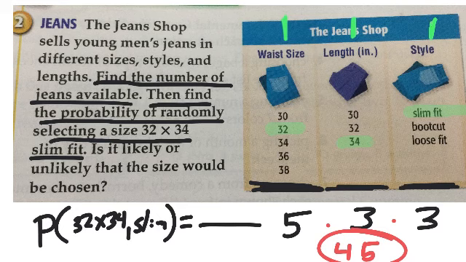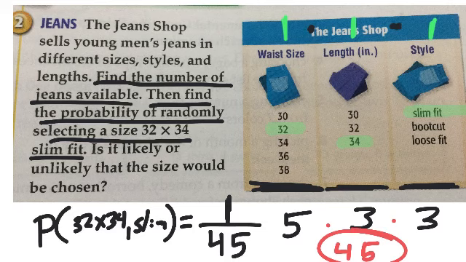So if there's only one possible waist, one possible length, and one possible style, we could multiply all these together. 1 times 1 times 1, that gives me 1. So there is one way we can pick a 32, 34 slim out of 45 different possible outcomes that we counted before. So the probability is 1 out of 45. So is that good odds or not so good odds?